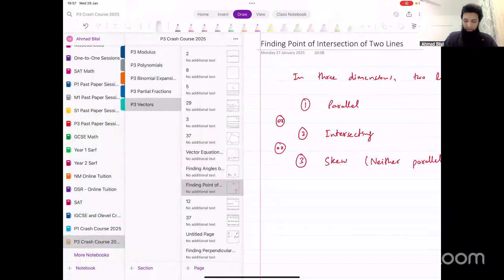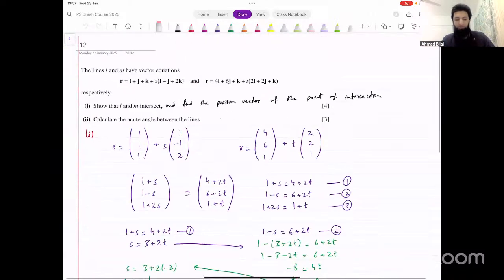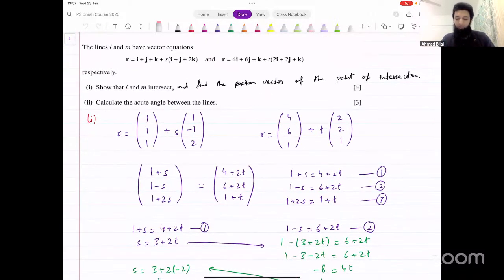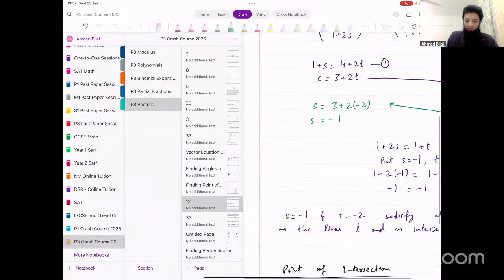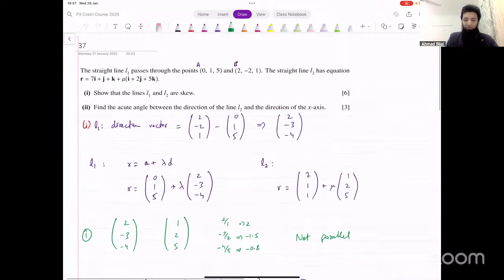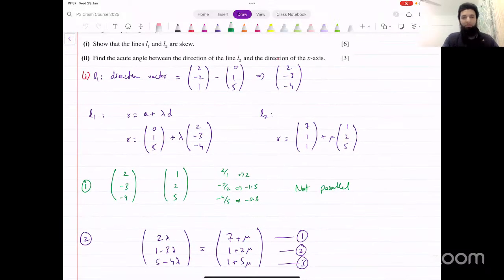Then we did a couple of examples on this, how to find the point of intersection of two lines and also how to prove that two lines intersect, right? That was the process that we learned. And also how to figure out if two lines are skew, how to show that. In order to show that two lines are skew, you have to show that they are not parallel and also that they are not intersecting. You have to basically prove both of those things. Okay, so this is what we have done until now, as far as equations of lines are concerned.